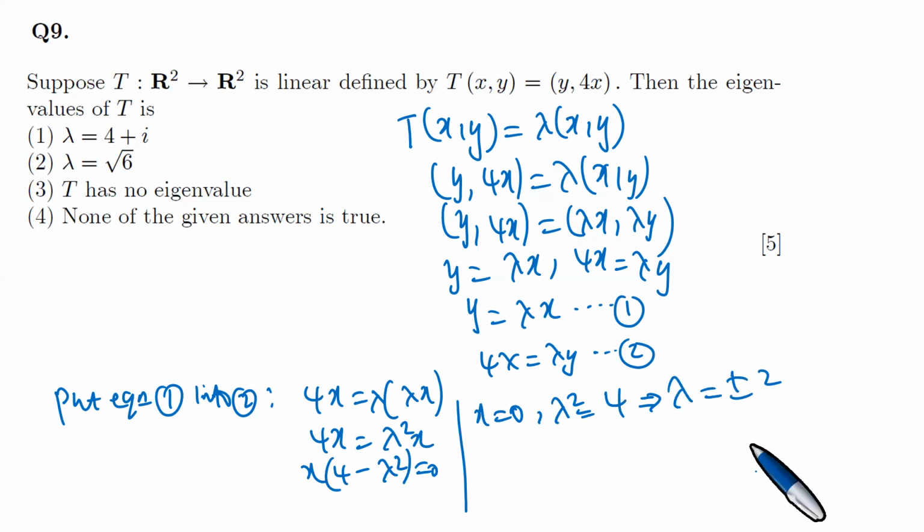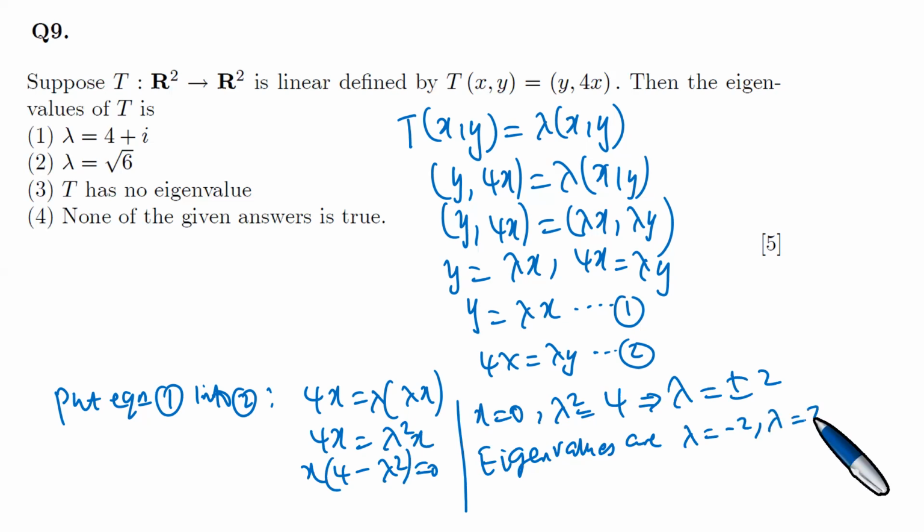So lambda is plus or minus 2. Obviously, we're interested in the eigenvalues. The eigenvalues are lambda minus 2, lambda 2. So which one of the answers is the correct one? It is none of those answers.